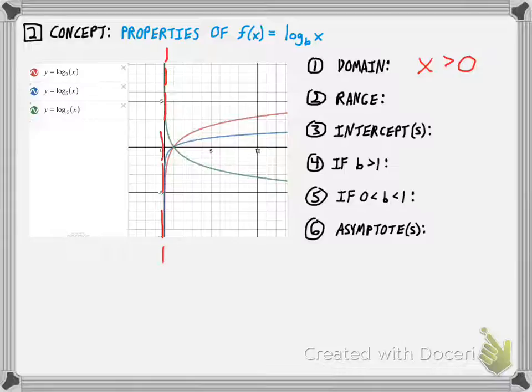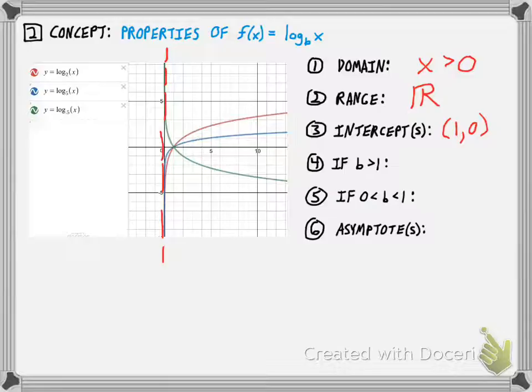When you look at the range of each and every one of those graphs, you should realize that it's all real numbers, so every logarithmic graph will have a range of all real numbers. Intercepts: if you look carefully, there is no y-intercept because of that asymptote, but all three of them have a common x-intercept of (1, 0).